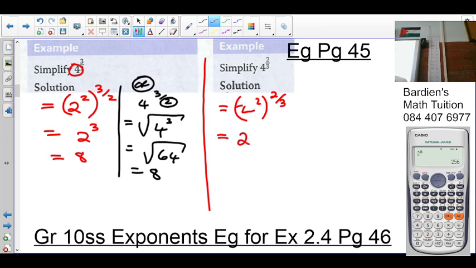So when you're multiplying and bases are the same, what do we do to the exponents? We add it, okay. Something raised to a higher exponent, what do we do to the exponents? Multiply.